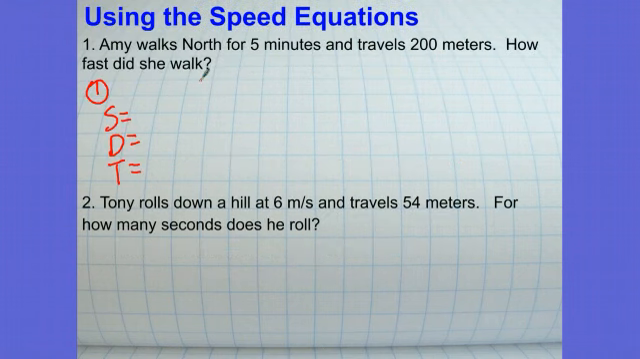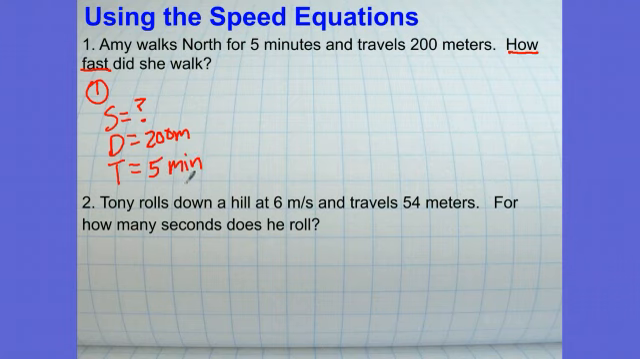Okay, so on the first one, I read, Amy walks north for 5 minutes and travels 200 meters. How fast did she walk? So clearly when I read the words, how fast did she walk, I know I'm solving for speed. So I'm going to put a question mark next to speed, right? And then I know that distance is 200 meters because she travels 200 meters. And again, remember, I'm always writing my units. And it says that I'm traveling 5 minutes, right?